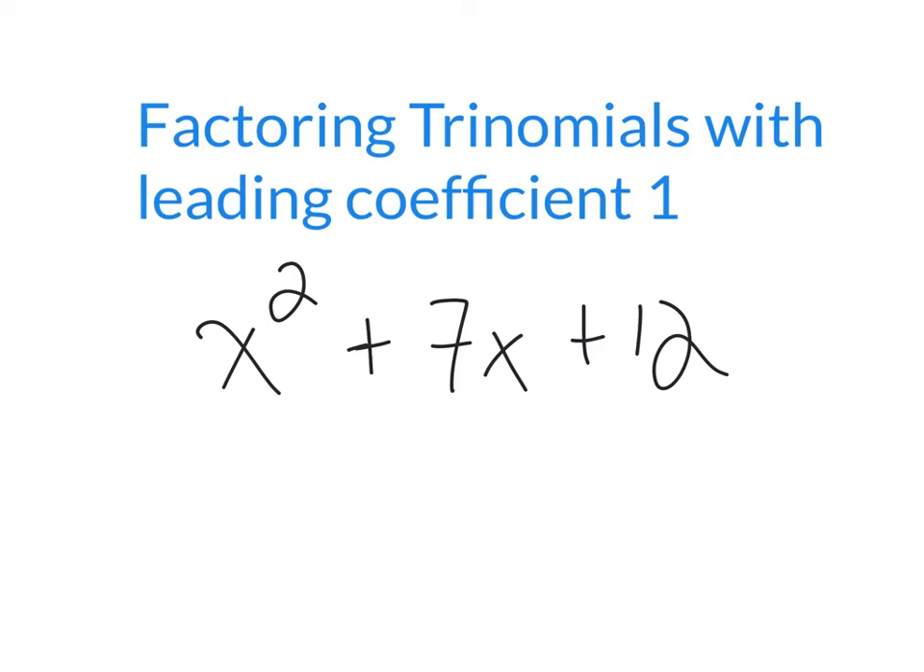So this is going to be an intro video on how to factor trinomials with a leading coefficient of 1. So if we break that down, factoring a trinomial, tri meaning 3 terms, 1, 2, 3, and a leading coefficient of 1, meaning that our coefficient in front of the x squared term is 1. So we don't see a number in front of our x squared term.